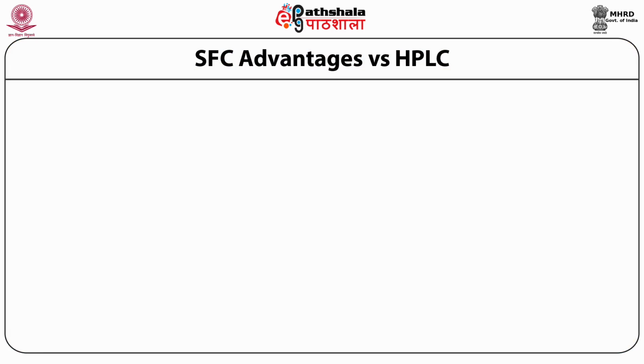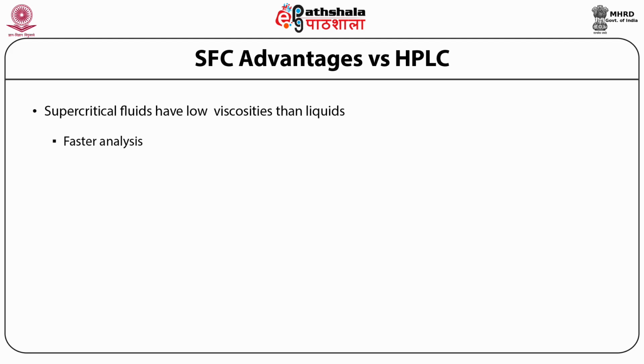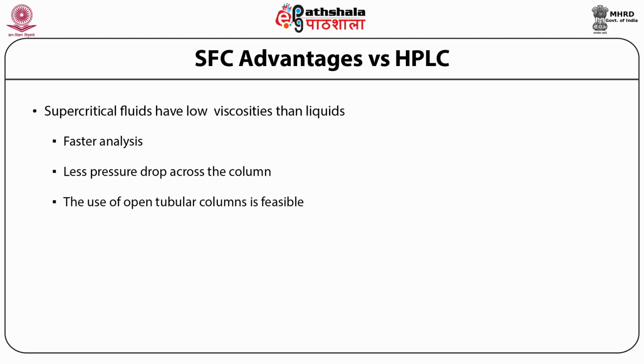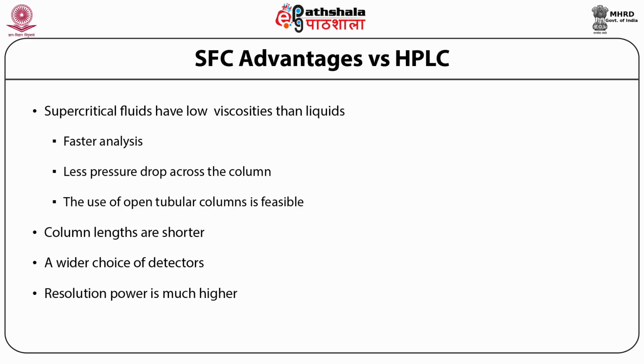In the present slide, the important advantages of supercritical fluid chromatography over HPLC are given. Supercritical fluids have lower viscosities than liquids. Therefore, this results in faster analysis and less pressure drop across the column. Use of open tubular columns is feasible here. The column lengths become shorter. We have a wider choice of detectors, and the resolution power of SFC is much higher than HPLC.